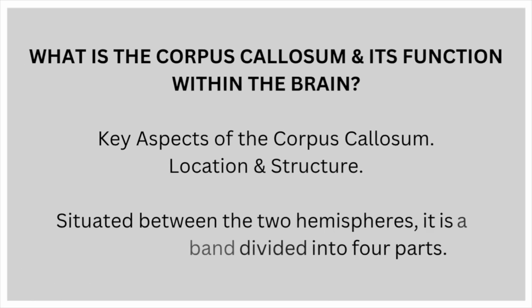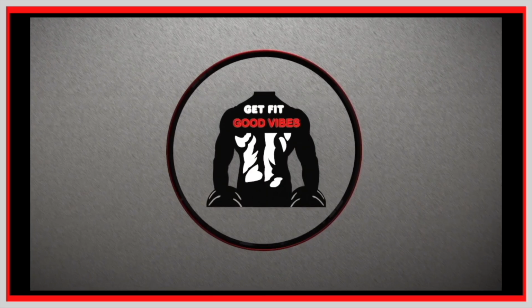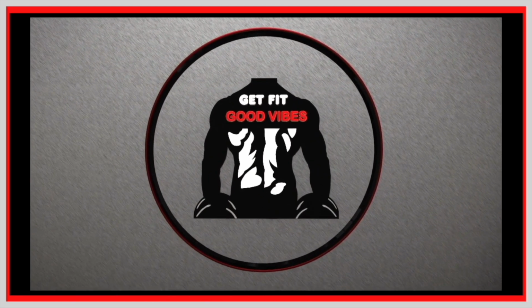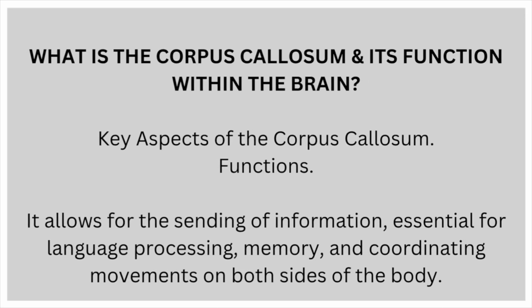Key aspects of the corpus callosum: location and structure. Situated between the two hemispheres, it is a C-shaped band divided into 4 parts, these being the rostrum, the genu, body and splenium. Functions. It allows for the sending of information, essential for language processing, memory and coordinating movements on both sides of the body.